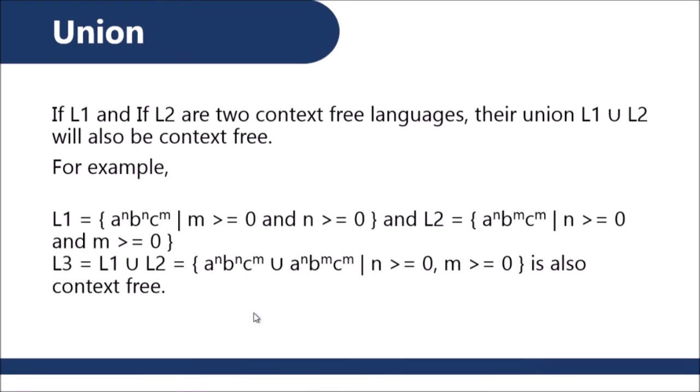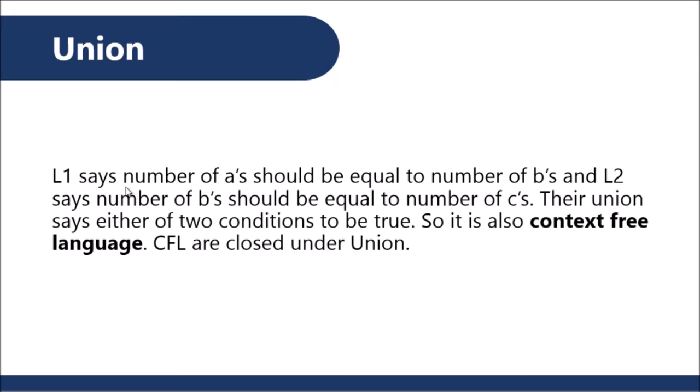Union. Language 1 says the number of A's should be equal to the number of B's, and language 2 says the number of B's should be equal to the number of C's. Their union says either of the two conditions needs to be true. So, it is also a context-free language. CFLs are closed under union.